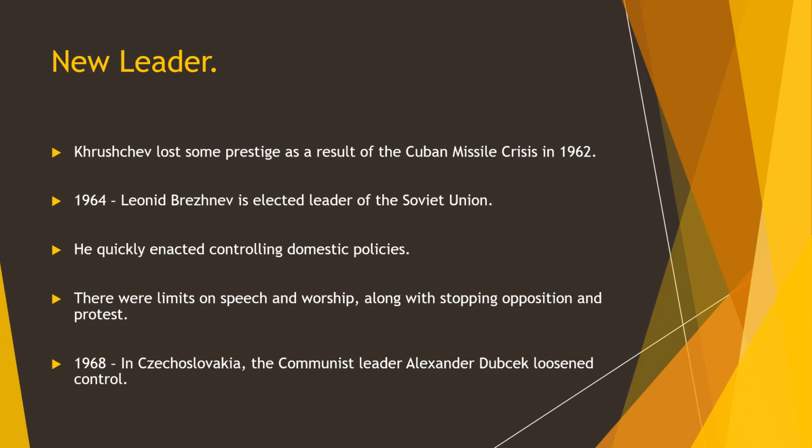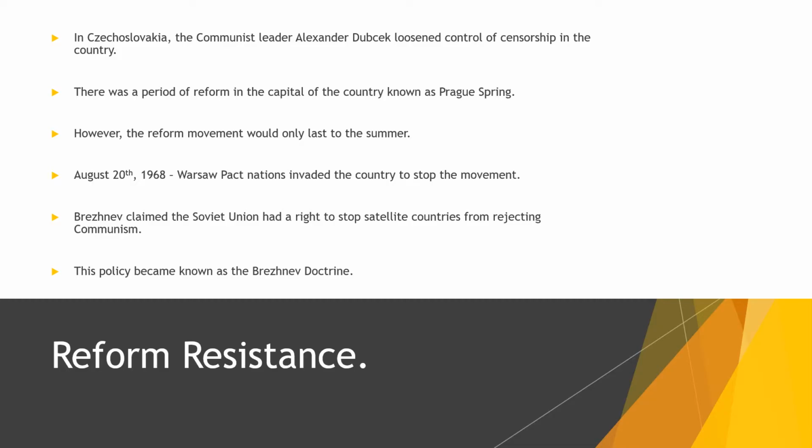In 1968, in Czechoslovakia, the communist leader Alexander Dubček loosened control of censorship in the country. And there was a period of reform in the capital of Czechoslovakia. Prague is the capital, so it was known as the Prague Spring. However, the reform movement only lasted until the summer. In August of 1968, Warsaw Pact nations invaded the country to stop the movement, and Brezhnev claimed the Soviet Union had a right to stop satellite countries from rejecting communism. And this became known as the Brezhnev Doctrine.